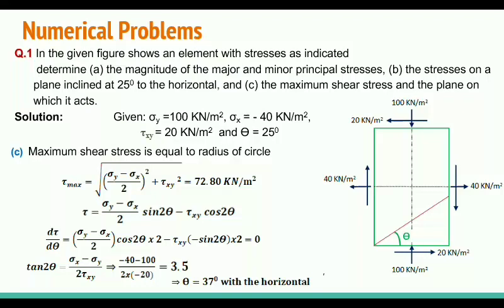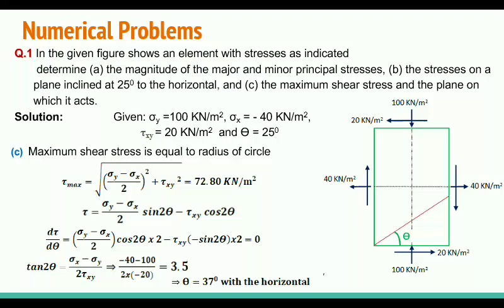So are you getting my point? Are you getting this question? In the A part, we calculated only the magnitude of the major and minor principal stresses. In the B part, we calculated the normal stress and shear stress on the plane which was inclined 25 degrees with the horizontal. In the third part, we calculated the maximum shear stress, and also the angle of that plane from the horizontal, right? So this question you can solve by drawing a Mohr circle also. That part you can try by yourself.